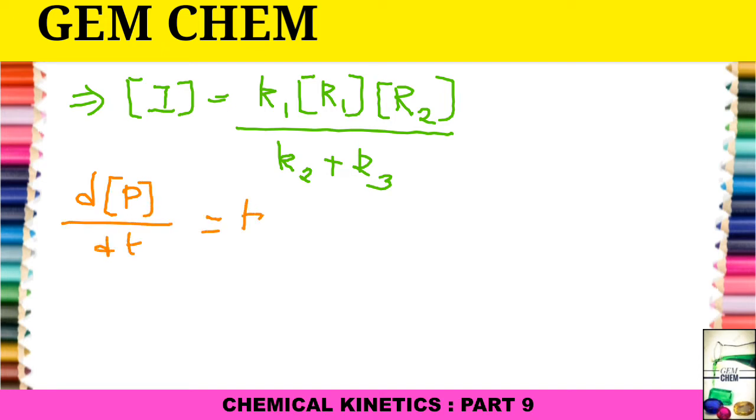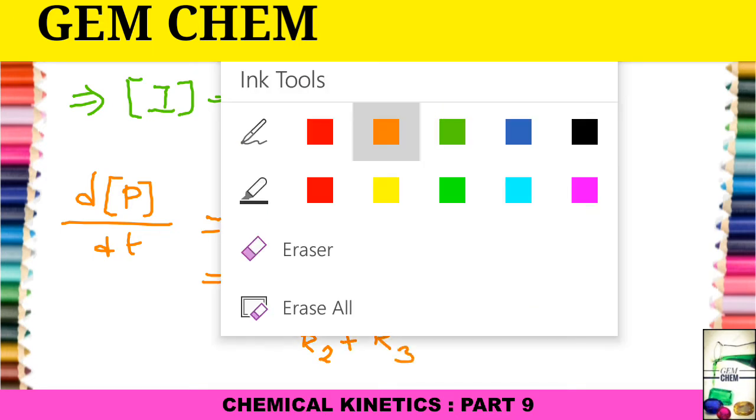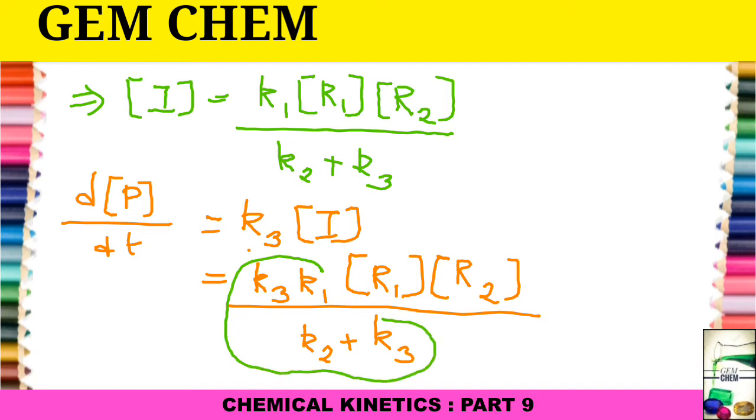Now what is the differential for the formation, dP by dt? It is equal to K3[I], right? So we will just substitute the value of I. So we get K3 K1 [R1][R2] by K2 plus K3. Now see here, all these factors are actually constants. So finally we can write it as K[R1][R2]. So the rate of formation of product we have obtained as dP by dt, right? So the overall rate of formation of product is first order with respect to each species. For R1 it is 1, and for R2 it is also 1.